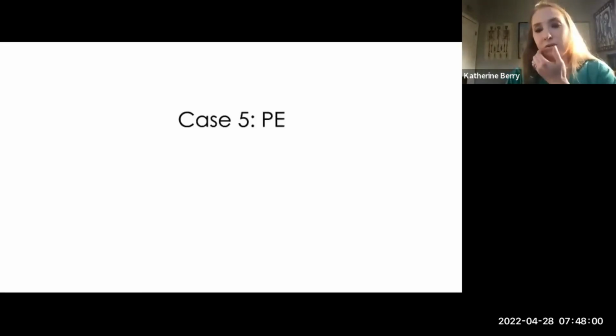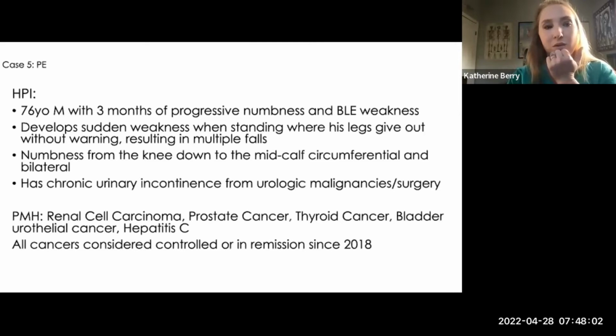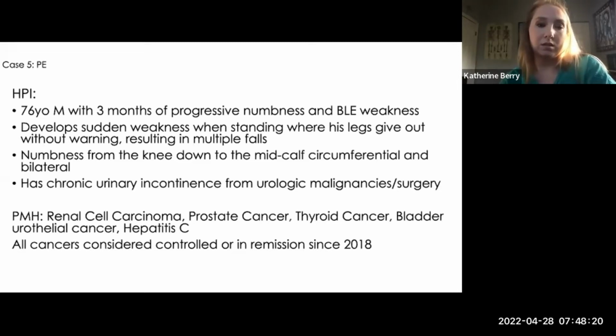Next case. Vignesh, are you still on? I'm going to have you help out on this one. It's a 76-year-old male with 3 months of progressive numbness in the lower extremities. He says that when he's standing, all of a sudden his legs will give out without warning and collapse. He's had multiple falls because of this. He has numbness from the knee to the mid-calf, circumferential and bilateral. He has chronic urinary incontinence for over a decade from urologic malignancies and urologic surgeries.